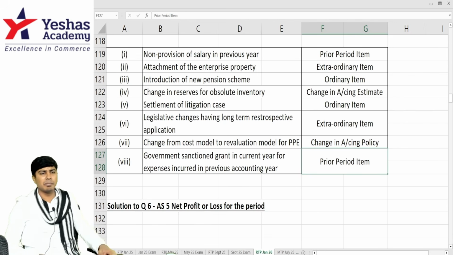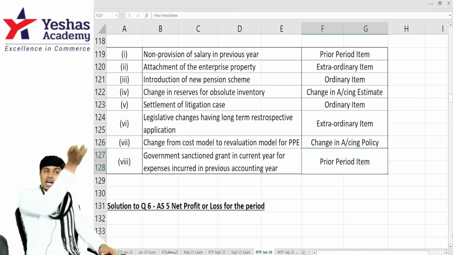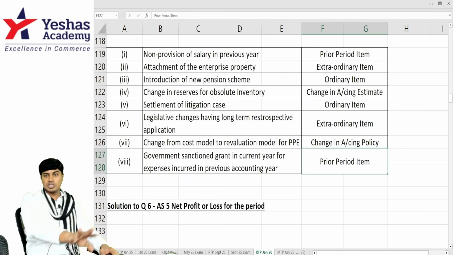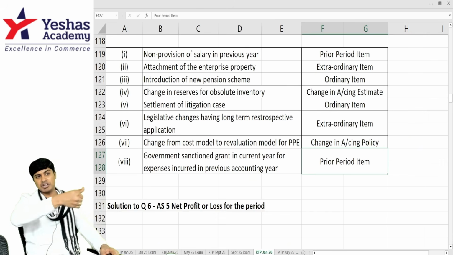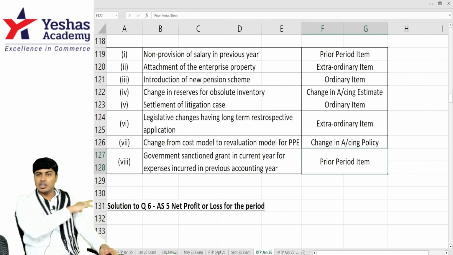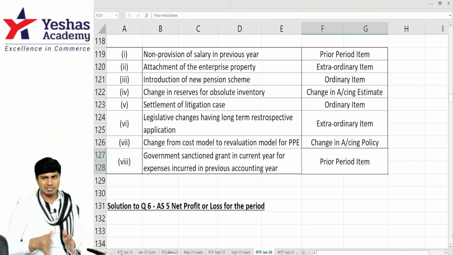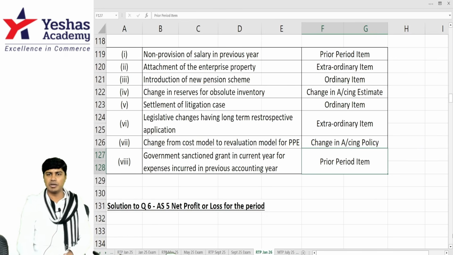Yeah, it ends up becoming a prior period item if the grant was announced last year. I'm assuming that grant was announced last year. We have postponed the recognition of the grant till this year. If it was not announced last year, then I recorded this year, then it's not a prior period item. When is it a prior period item?